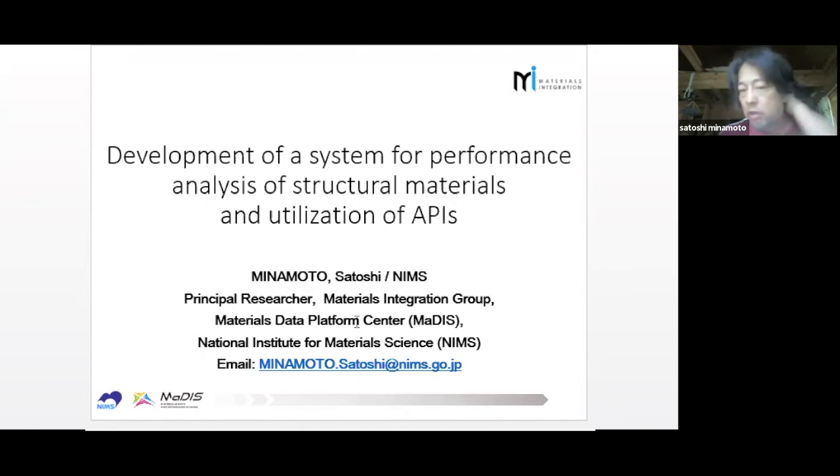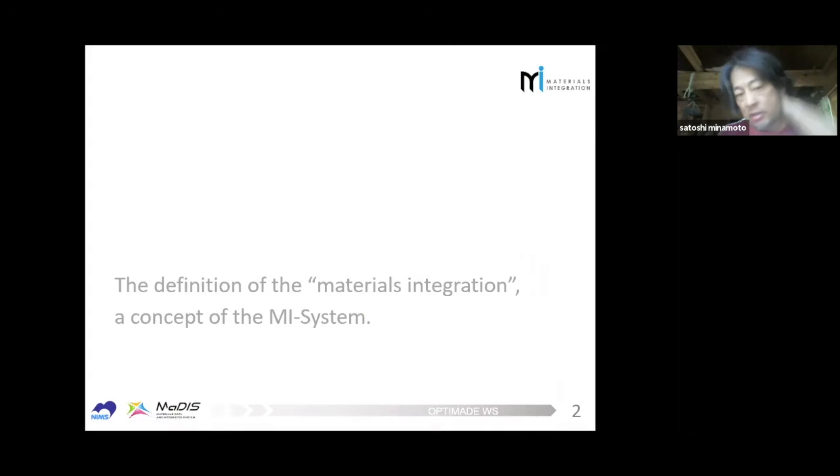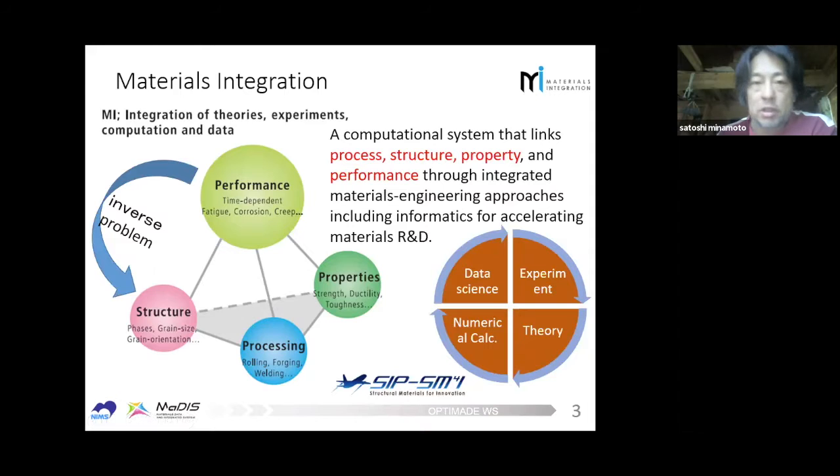So today I would like to talk about our ongoing national project related to structural materials. I would like to talk about the development of a system for performance analysis of structural materials, and of course developing APIs. We have a concept of materials integration. This may not be familiar to you, but the concept of materials integration is very similar to ICME or something like that.